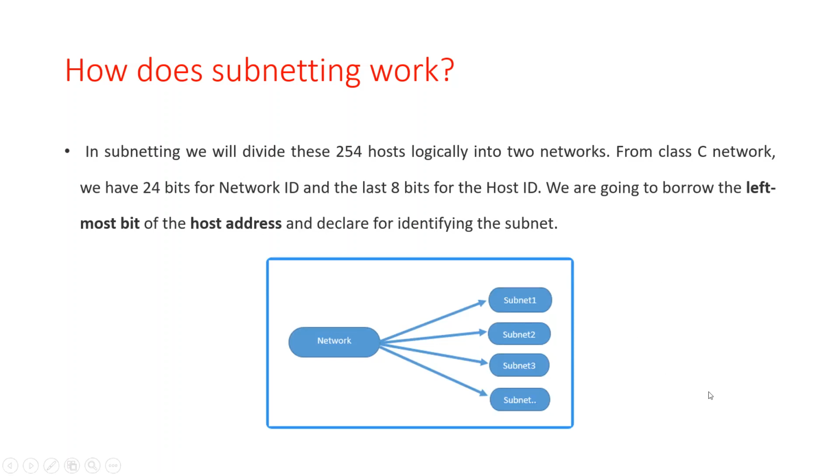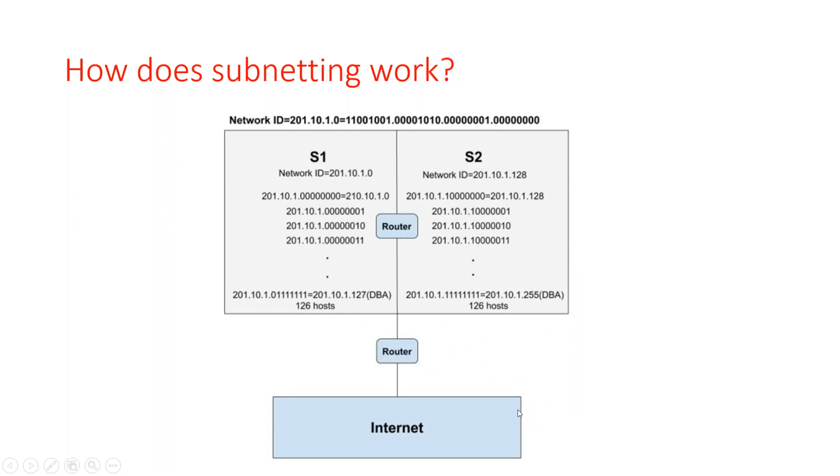If we have one network, then in subnetting we can divide this network into smaller parts. These smaller parts are called subnets. So here this network is divided into smaller parts like subnet 1, subnet 2, subnet 3 and so on.